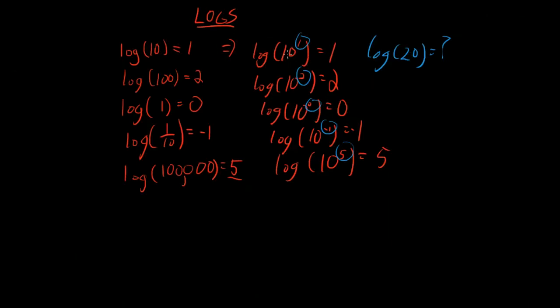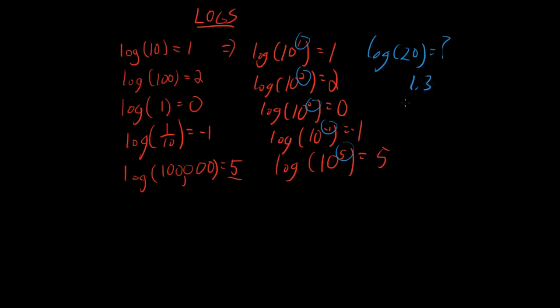And when we looked at 10, how many times do we need to multiply 10 by itself to get 10? The answer is 1. How many times do we need to multiply 10 by itself to get 100? The answer is 2. Well, how many times do we need to multiply 10 together to get 20? Probably going to be somewhere between 1 and 2, and closer to 1.